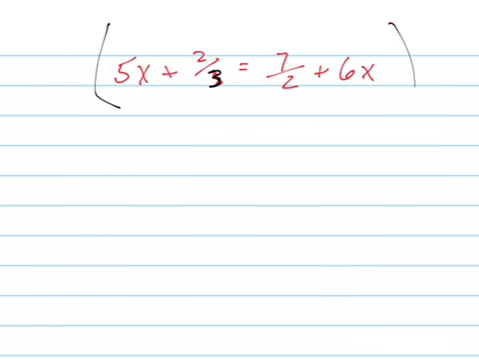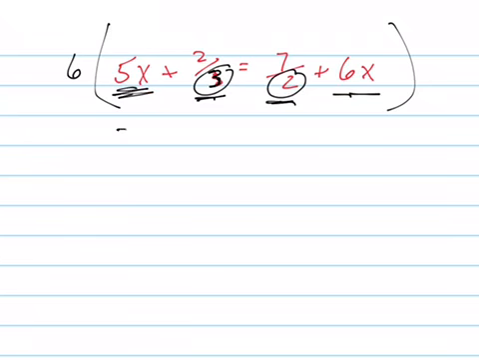So clearing the fraction, you would multiply by the least common denominator. So I can't multiply by 2, because then I wouldn't get rid of the 3. I can't multiply just by 3, so I have to multiply by both of them, 6, which is, of course, 6, right? So multiply everything by 6.